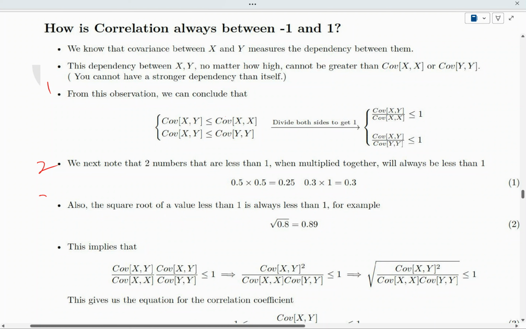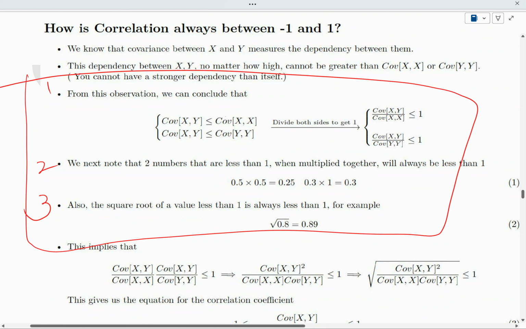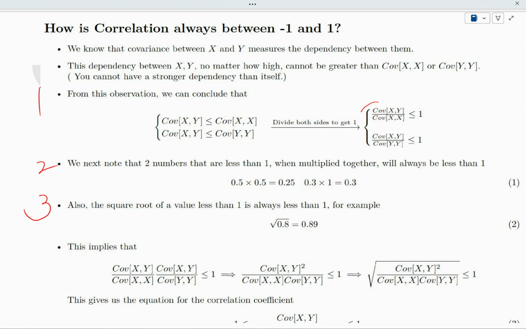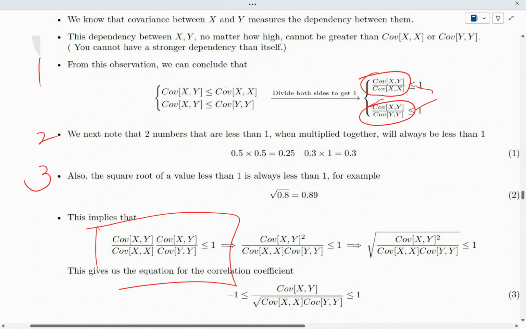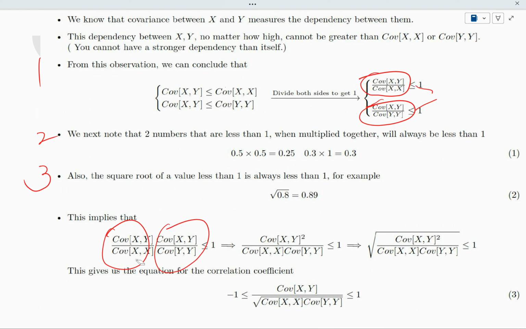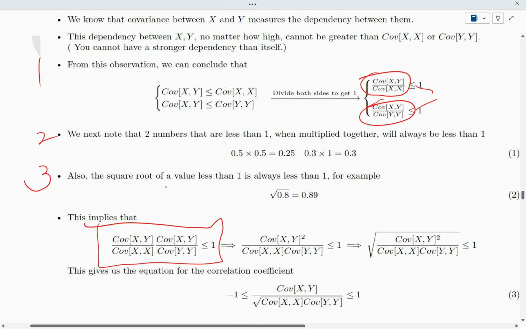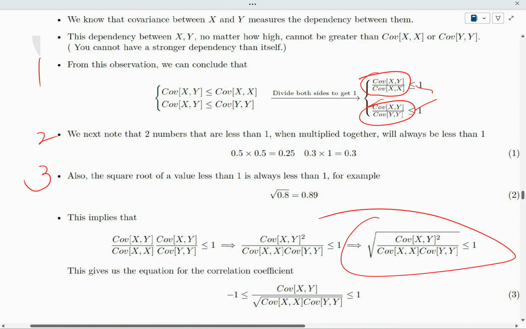Now, if we combine these three logics together, we would say that if this is less than one, this is less than one, we multiply them together, the result must still be less than one, which is the first observation we make. If this is less than one, this is less than one, we multiply them together, this inequality must be true. Okay. Well, after we multiply them together, then it's covariance squared, right? What we can do is we can take the square root, because if this is less than one, the square root of this must still be less than one, like such.